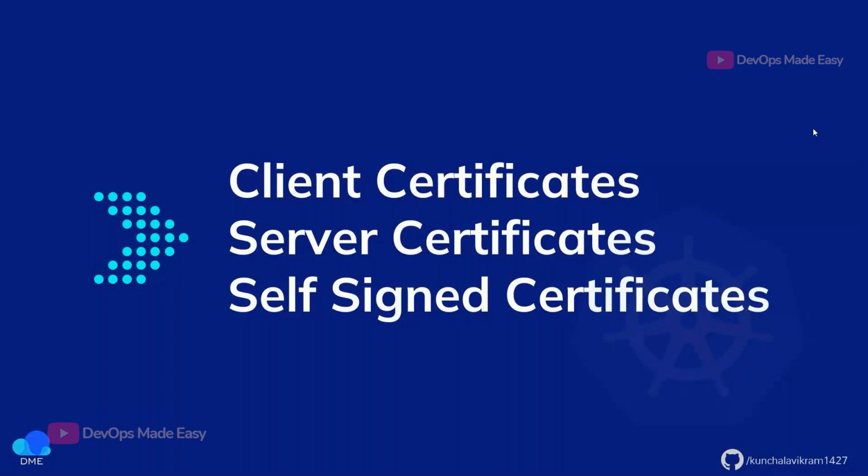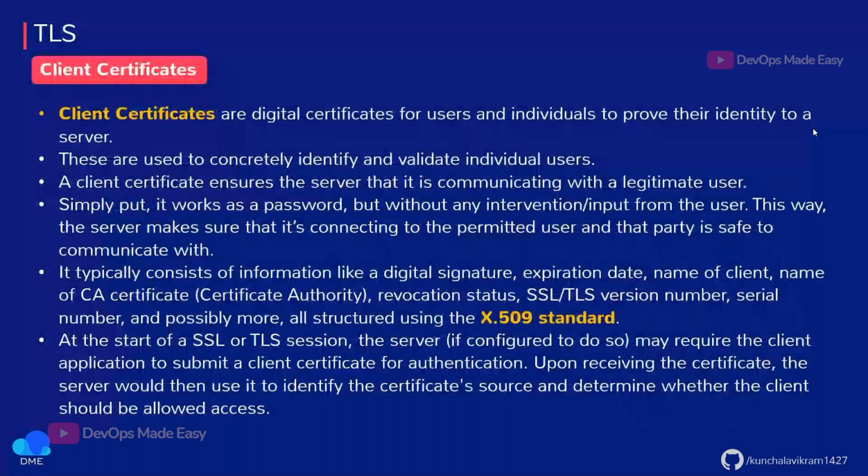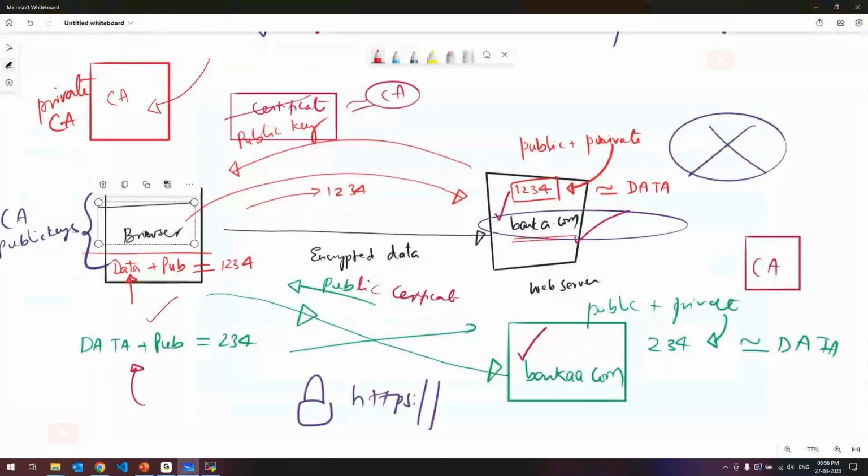Now there are a lot of certificate types. We have client certificates, server certificates, self-signed certificates. All these are important. If you're working on the Kubernetes authentication part, you need to know all this. What are client certificates? If we go back to our previous discussion, the browser is trying to validate the server. We call these server certificates because the server is trying to prove its identity. What if the server asks the browser, the client or the user, to prove its identity?